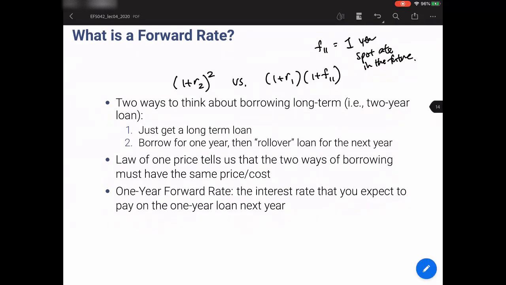Okay, so this is different than R1, right? R1 is from time 0 to time 1. The investment horizon is lending today and getting returns 1 year out. But F11 is the 1 year return if you lent out money 1 year from today, and then received interest 1 year later, 2 years out from time 0. So it's different, right? It's not the same as R1.